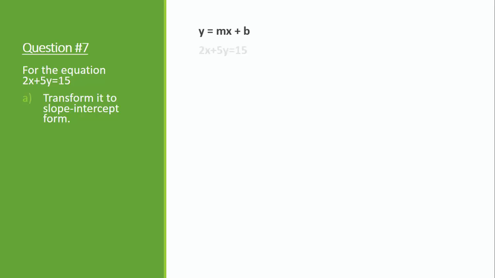So the formula we're given is 2x plus 5y is equal to 15. Now we need to rearrange that formula to put it in the form y equals mx plus b. So we need to get y all by itself on the left hand of the equal sign. First, we subtract 2x from both sides, and that gives us 5y is equal to negative 2x plus 15. Now to get y alone, we need to get rid of the coefficient, so we divide both sides of the equal sign by 5.